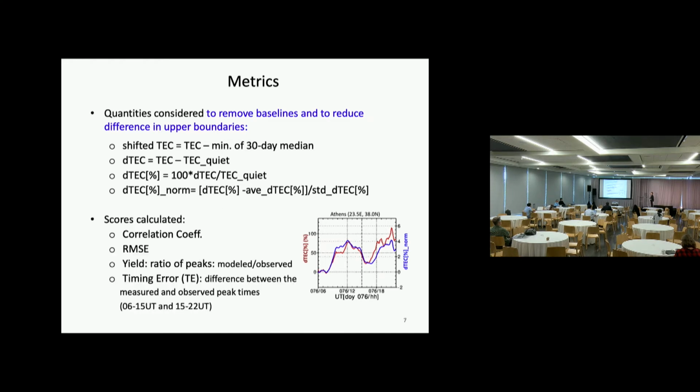For quantitative assessment, we calculate several skill scores: correlation coefficient and root mean square error. Also, we include a ratio of peaks, model to observed value, and timing error, the difference between the modeled and observed peak time. We calculate these 2 values in these 2 time intervals, 6 to 15 and 15 to 22 UT.